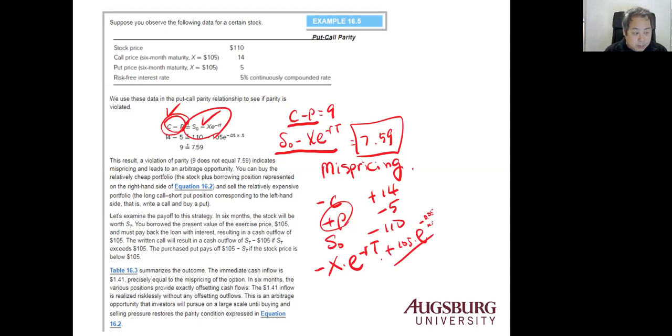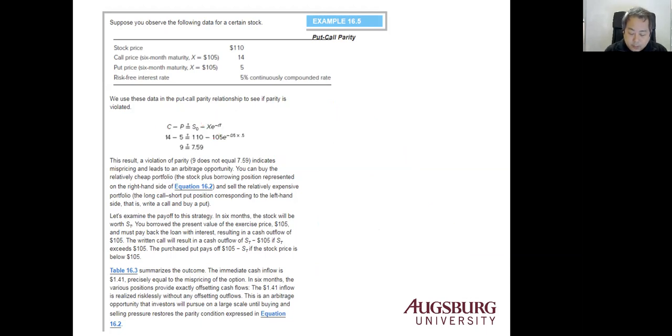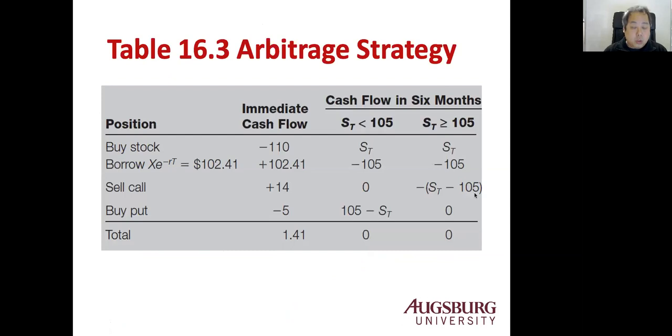So it's going to be 102.41, I'm sorry, that's your borrowing. Let's look at the next table. You buy stock, so you pay $110, you borrow the present value of the exercise price, which is $102.41, and then you sell call, so you receive $14, and you buy put, you pay $5.